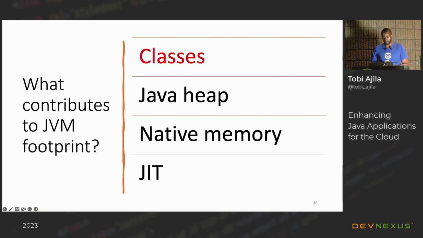For classes, there are things you can do to minimize the memory that this consumes. Earlier I talked about the shared class cache feature and how that can be used for startup improvements. But this can also be used to improve footprint as well. So we're going to take a quick look at how that works.